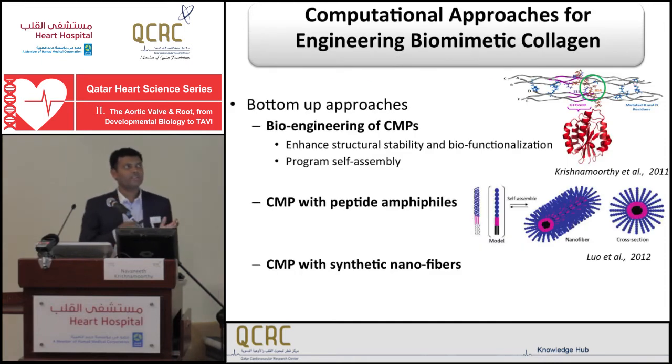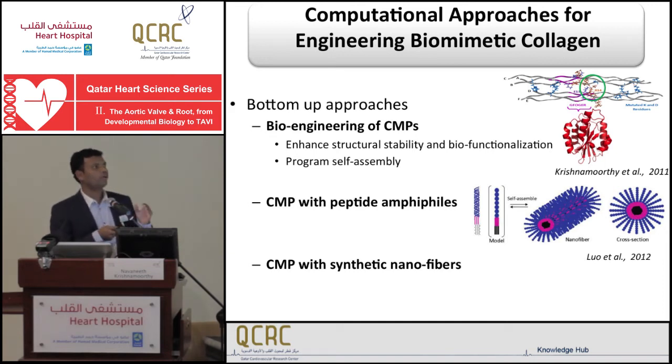And why are we starting with computational biology? I'm basically a computational biologist designing these collagens, trying to understand the structural properties, because the structure of most proteins determines their functions. So that's why we are trying to understand, using computational approaches, how these structures can be modified, how we can enhance these properties, and then how we can functionalize this collagen. So that's why we started with bioengineering of CMPs. This is the first approach which will increase the structural stability and then biofunctionalize.